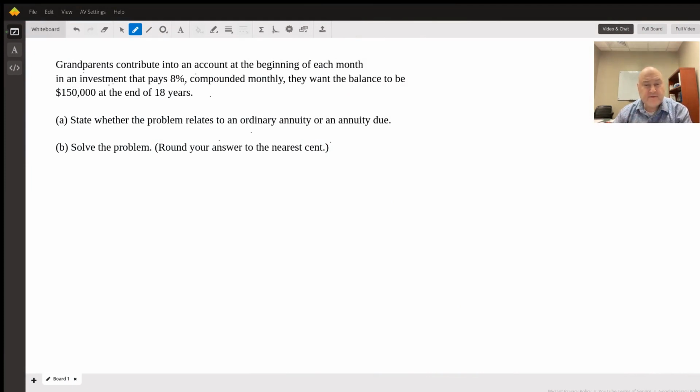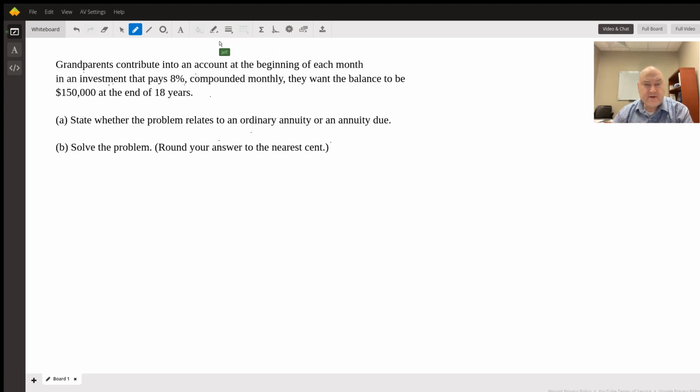Let me solve this problem using Excel. Grandparents contribute into an account at the beginning of each month. An investment pays 8% compounded monthly, and they want the balance to be $150,000 at the end of 18 years.